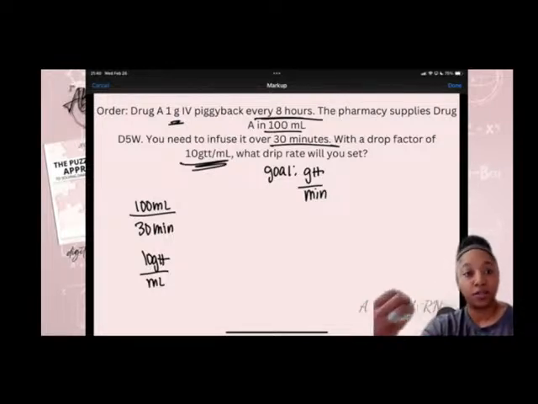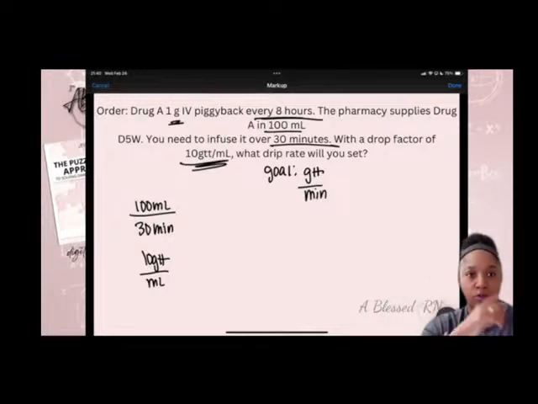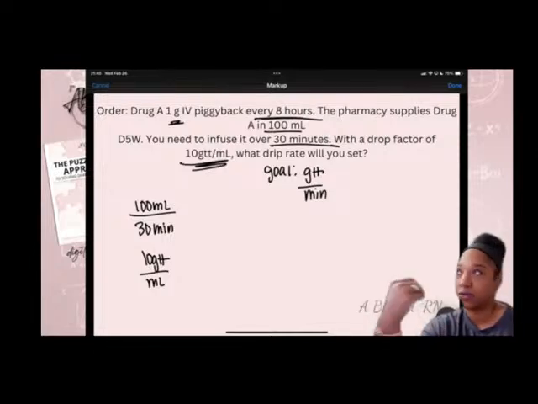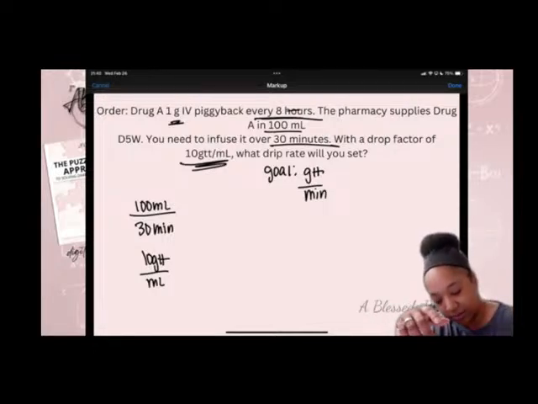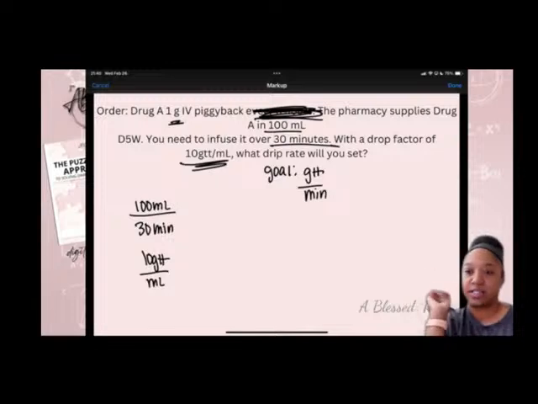No, that is the frequency. It's never "every," it's always "over": to be infused in, to be given over. That is the time that you want to use for these IV problems, okay? So that's fluff. Next, that gram.